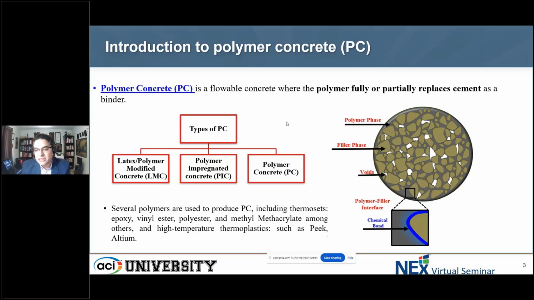In that case, the material is basically, as you can see here, aggregate and a polymer phase. There are, of course, voids, and then the polymer phase, and then there are fillers. The aggregate is basically the typical aggregate we use, in addition to fillers. The interfacial transition zone in this case is completely made of the polymer binder that connects with the aggregate. Many polymers are used, thermosets, including epoxy, vinyl ester, polyester, methyl methacrylate, and recently we've been interested in doing more work with PEEK and Ultem as high temperature thermoplastic polymers.